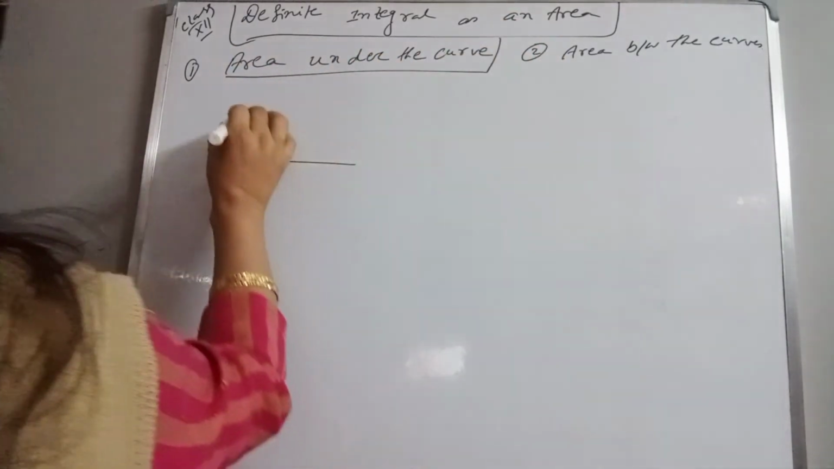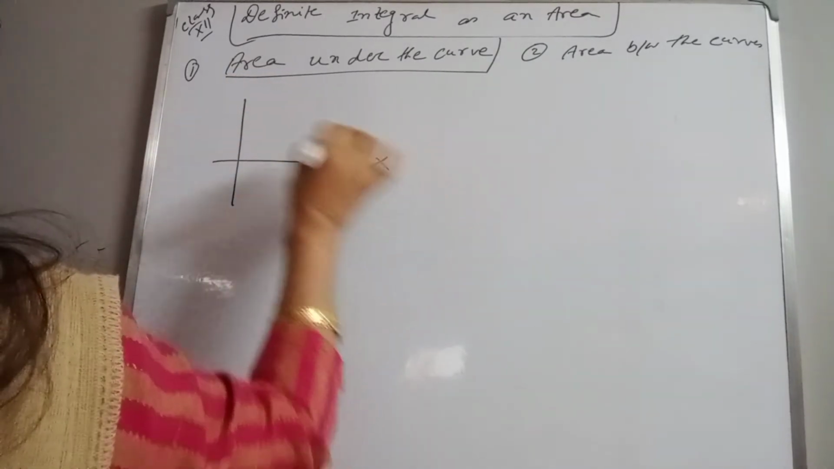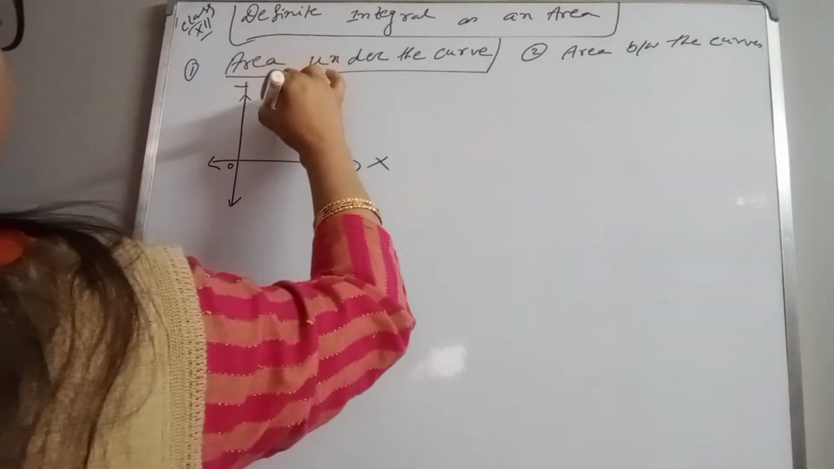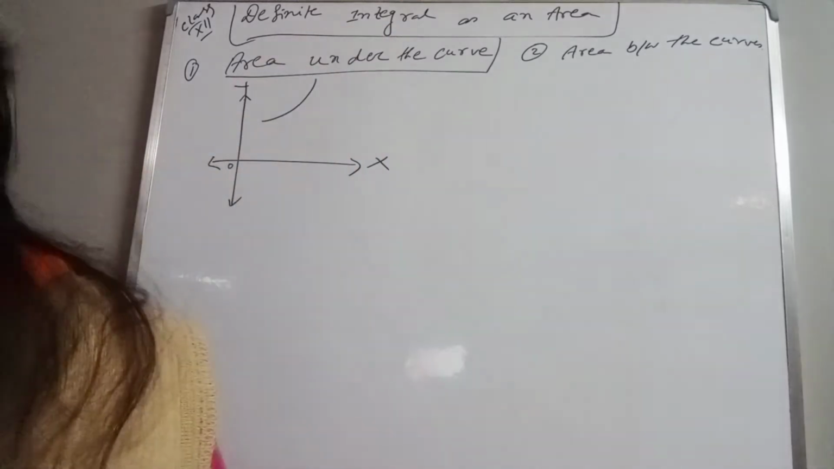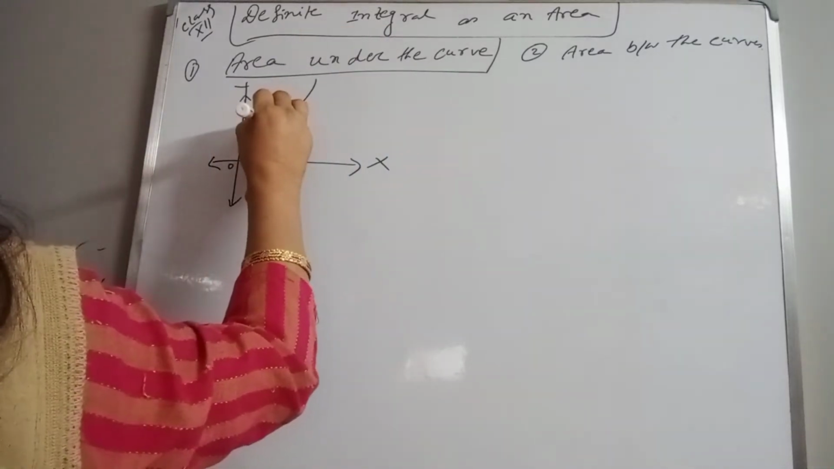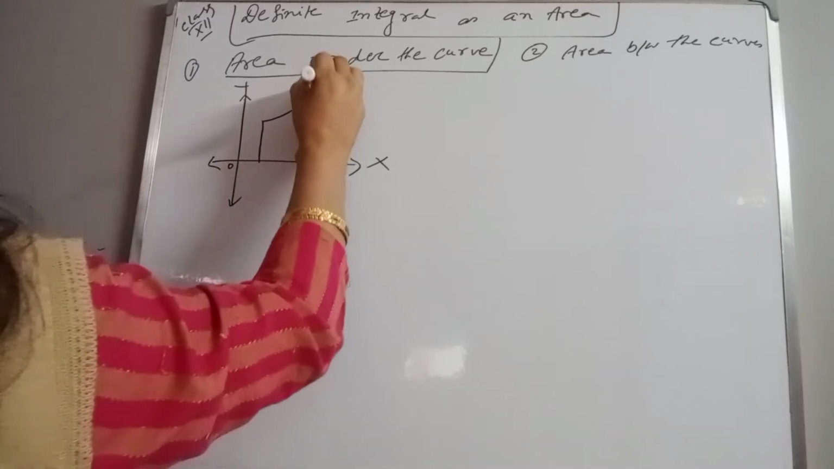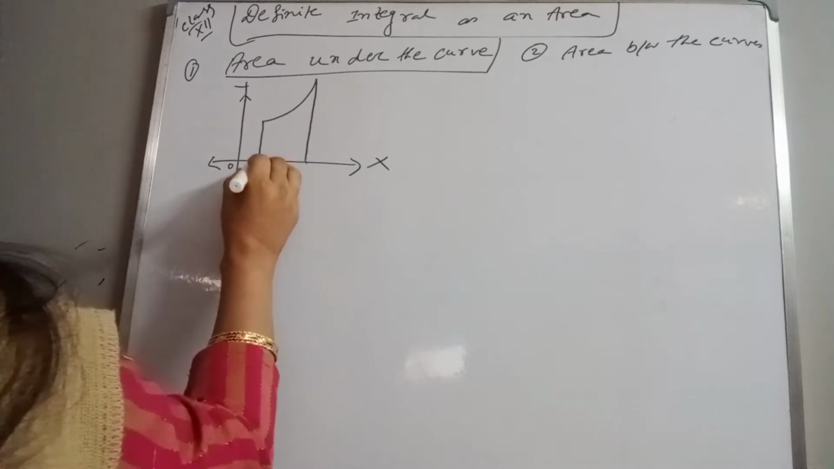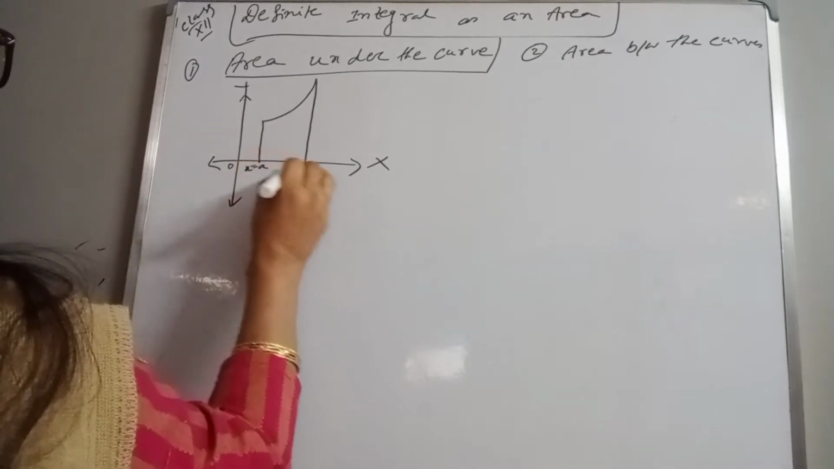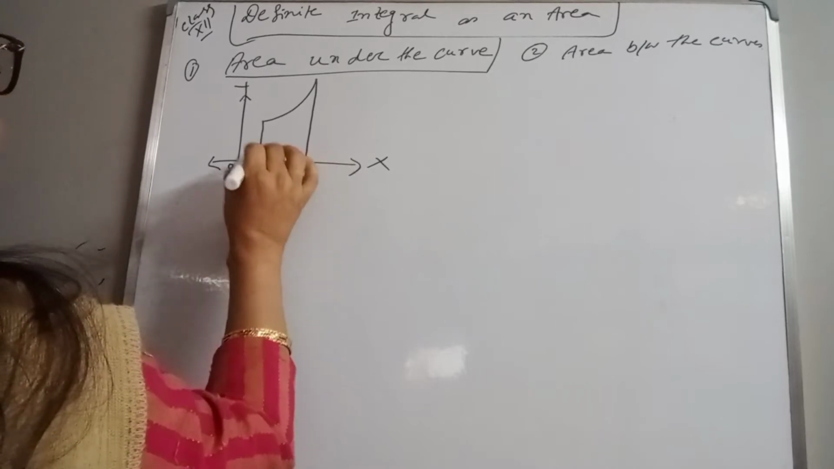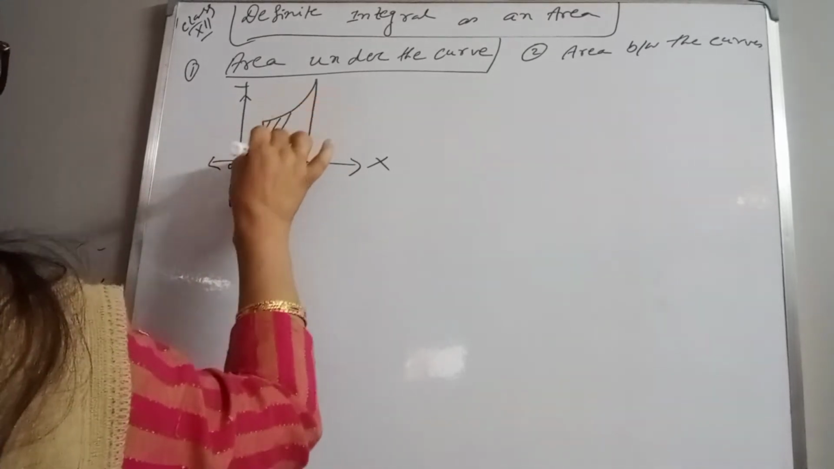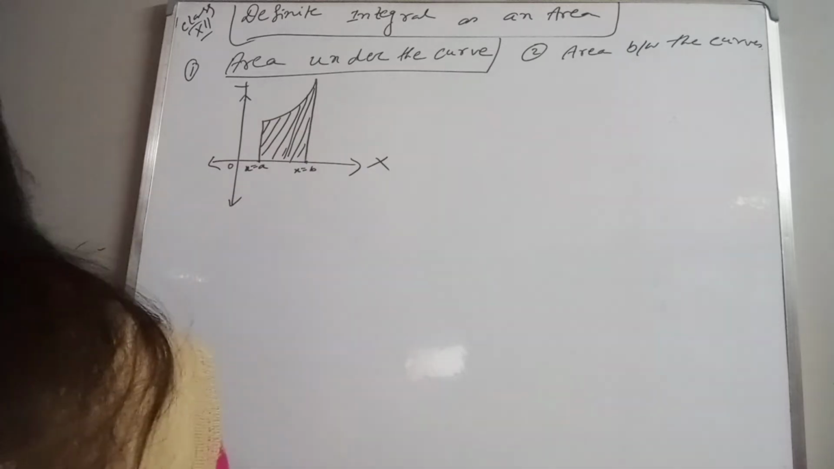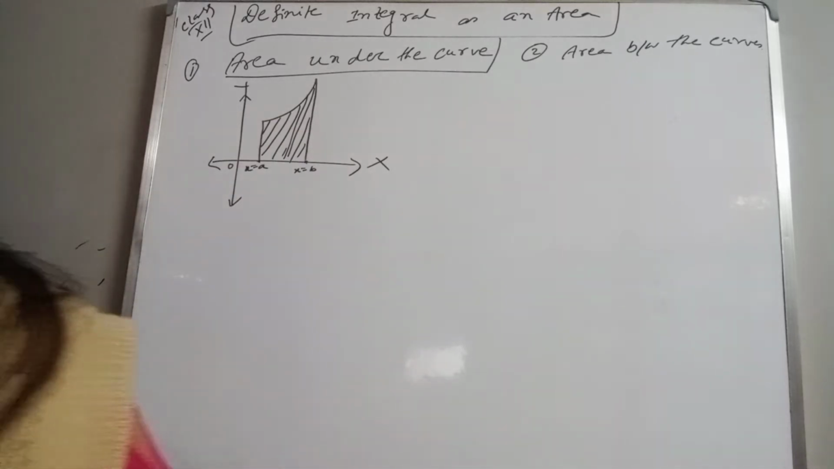Area under the curve. Let this be the x-axis and this the y-axis. Now if I draw a curve like this, y is equal to f(x), and draw a perpendicular from this point and another perpendicular from this point, let this line be x equals a and this be x equals b. We have to find the area under the curve and above the x-axis.